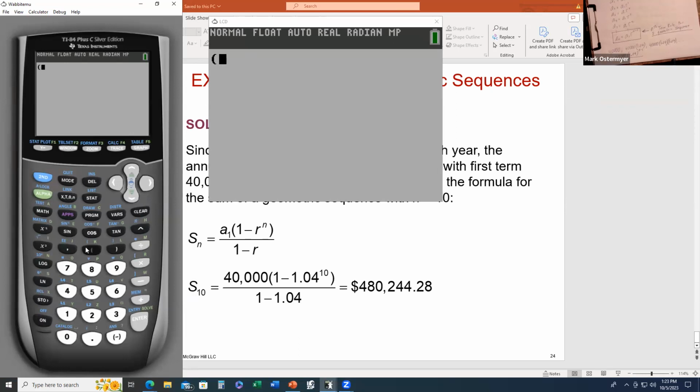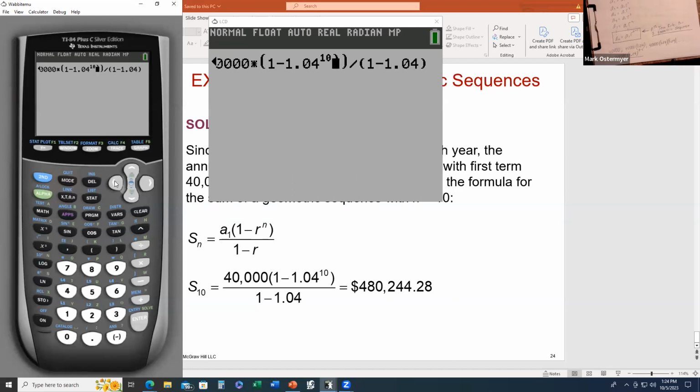All right, so I'm going to try open parenthesis 40,000 times 1 minus, and it's raised to the, close parenthesis, divided by open parenthesis 1 minus 1.04. Close parenthesis. That's how you type it in on the calculator.